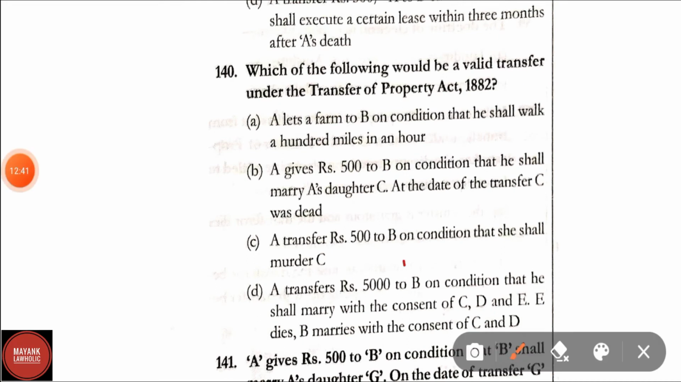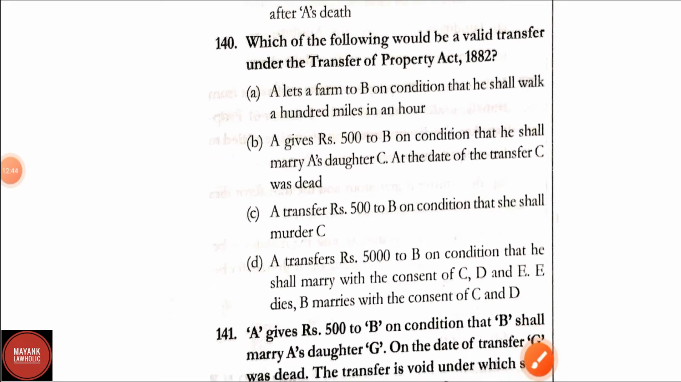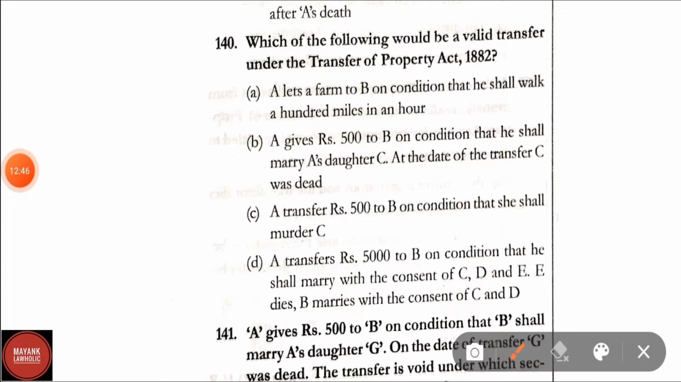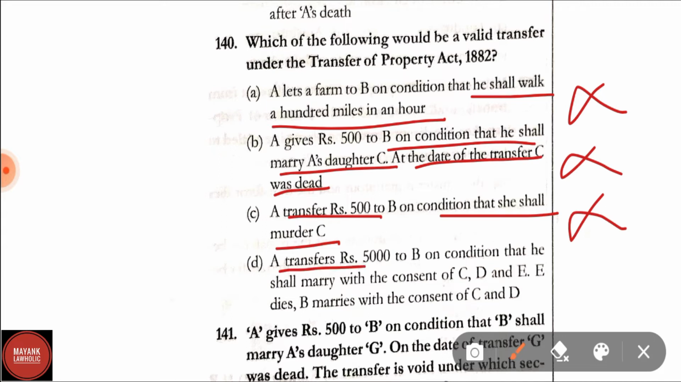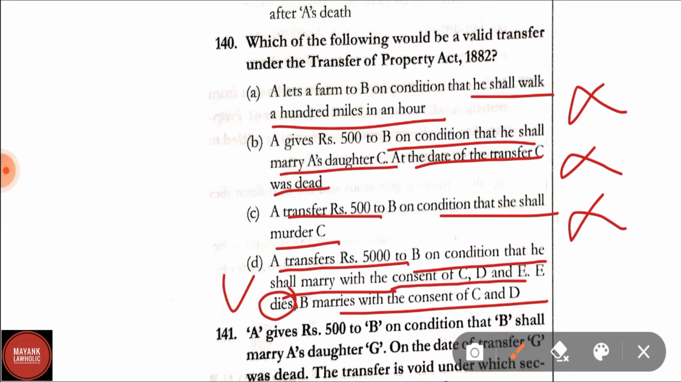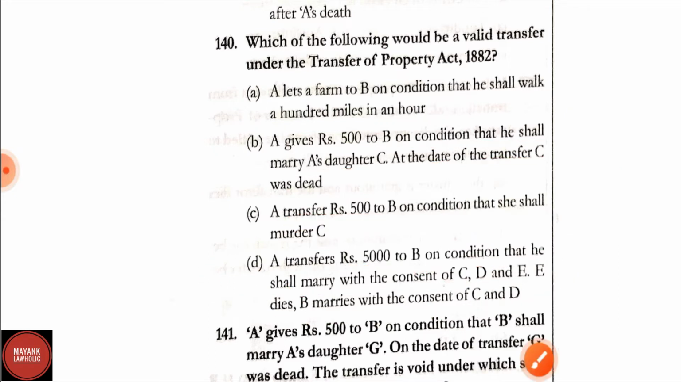Question number 140. Which of the following would be a valid transfer under the TPA? Options are: A lets a farm to B on a condition that he shall walk 100 miles in an hour. A gives rupees 500 to B on condition that he shall marry A's daughter C, but at the date of the transfer, C was dead. Option C, A transfers rupees 500 to B on a condition that she shall murder C. Option D, A transfers rupees 5000 to B on a condition that he shall marry with the consent of C, D and E. E dies, B marries with the consent of C and D. This will be the valid transfer. Option D is the right answer.